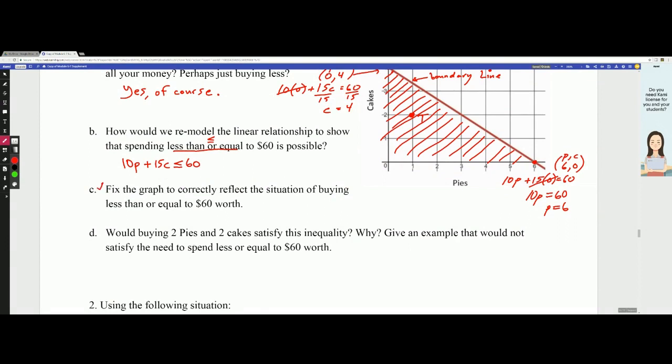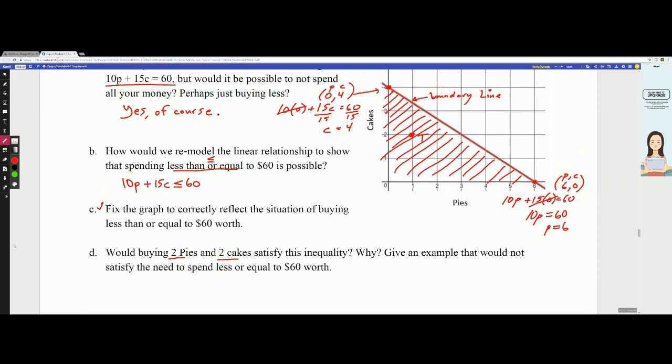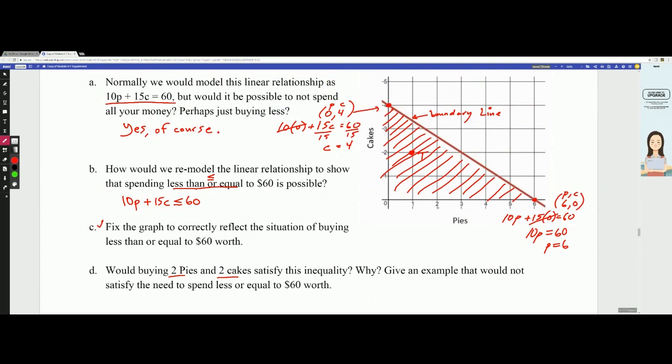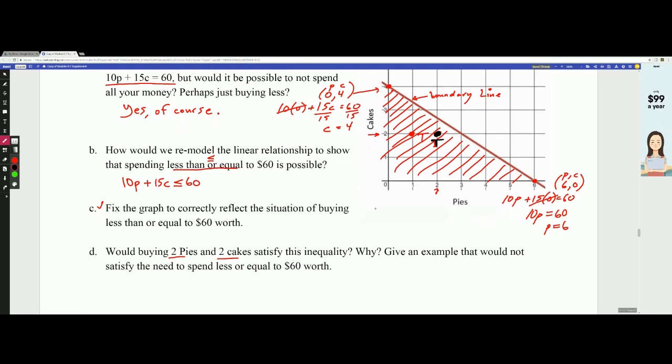Good there. Now, would 2 pies and 2 cakes satisfy this inequality? Well, let's check. There's 2 pies right there, and 2 cakes. Yeah, that works. That is a true statement. Here, let's try a different color scheme. Yeah, that would work. That's true. So yes.